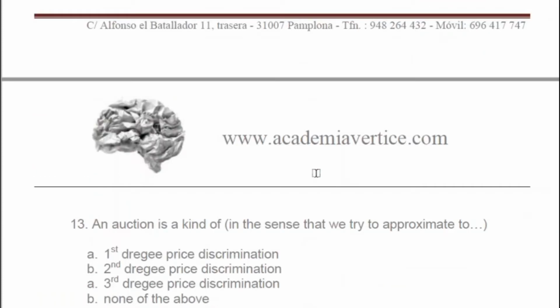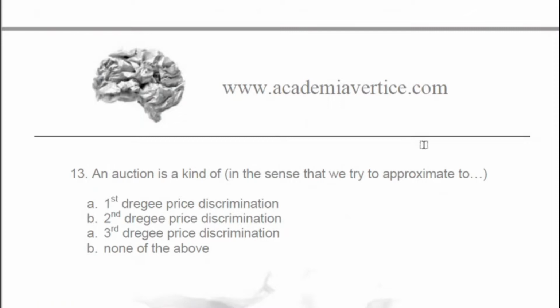Well, an auction is a kind of, in the sense that we try to approximate to what? Well, it's a kind of first degree price discrimination, yeah, because we try to take the maximum price from a consumer. Yeah, we try to see how they fight for the highest price to pay for every unit we take to this auction, or I don't know how to say it.